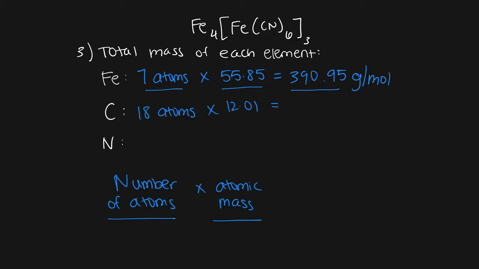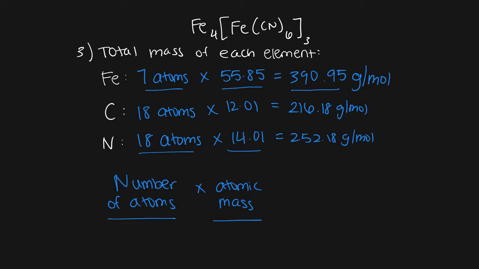For carbon, we found there are 18 atoms with an atomic mass of 12.01, and that should equal 216.18 grams per mole. For nitrogen, we found there are 18 atoms and with an atomic mass of 14.01, so that should equal 252.18 grams per mole. Now I'm going to hand it off to Christina to find the total molar mass of the compound.